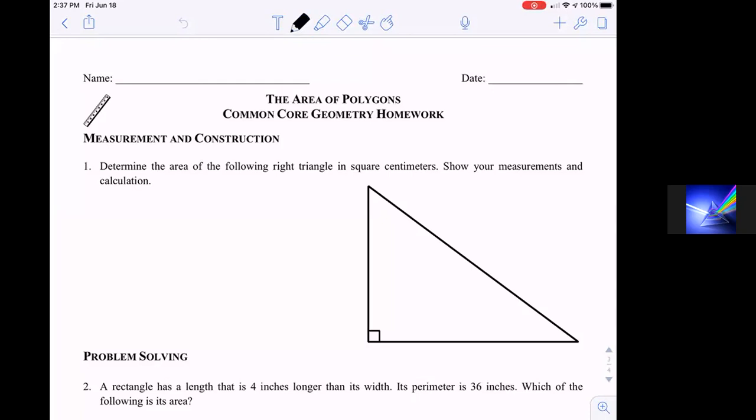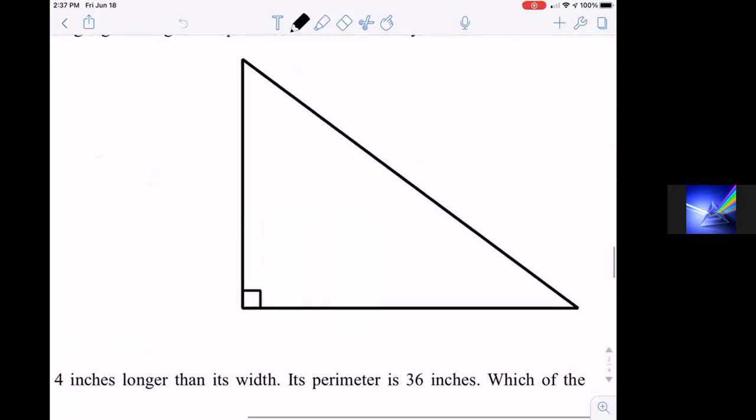In question number 1, it asks us to determine the area of the following right triangle in square centimeters. Show your measurements and calculations. Now, it's meant to be a measurement and a calculation, which means it is assumed that you have a ruler handy. Well, I don't know that you all have a ruler handy, so I'm going to help you with the measurements on this one. The base of the triangle actually measures out to be exactly 8 centimeters. So go ahead and label that as 8 centimeters. The height of the triangle actually measures out to be 6 centimeters.